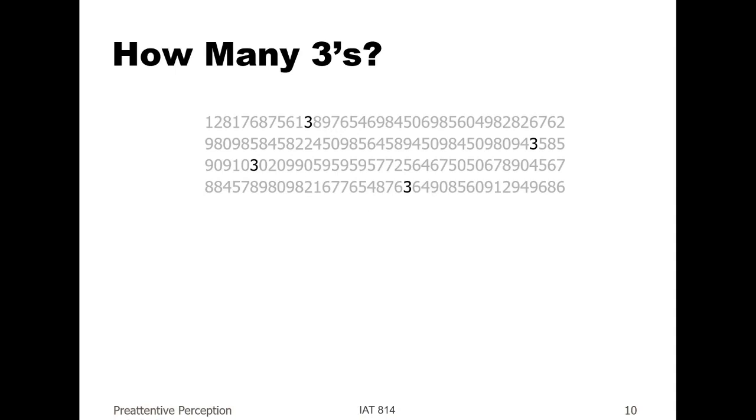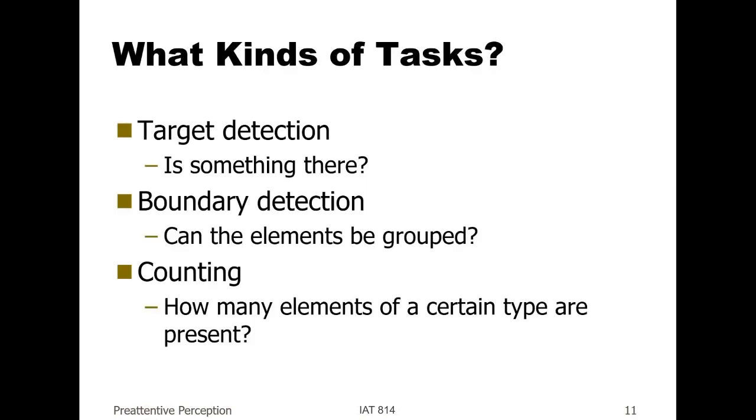What enables us to see those things rapidly is our preattentive capability of detecting a target that is distinct from other possible targets in the background, not just the white area here, but the array of distracting digits. The fact that they're visually distinct enables us to preattentively detect the 3s and count them to a limited degree. So, what kind of tasks can be done preattentively?